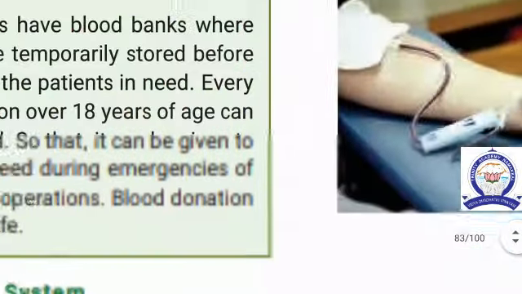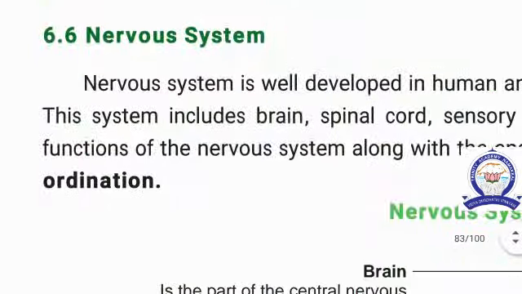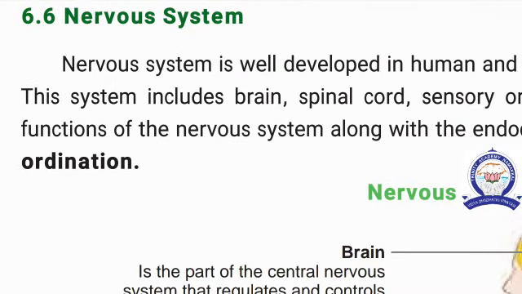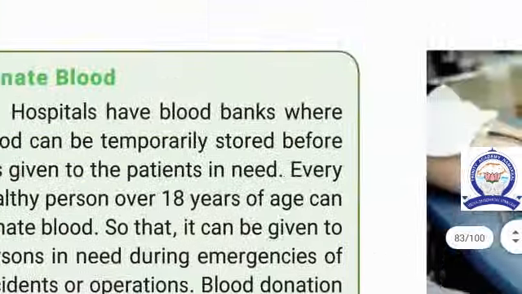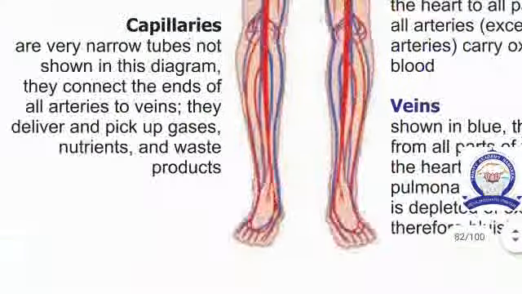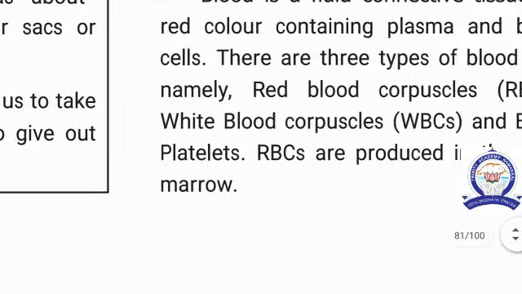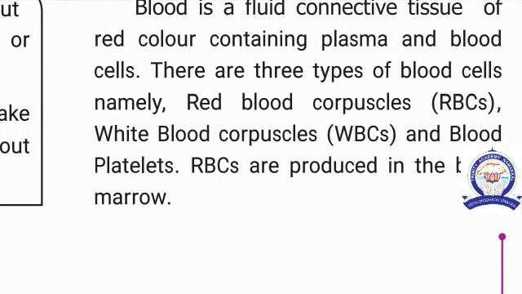The next topic is the main functions of RBCs. The main function of RBC is to transport oxygen and carbon dioxide. Then white blood cells. What is the function of white blood cells? It is to protect the body against diseases. Next, blood platelets prevent blood clotting.